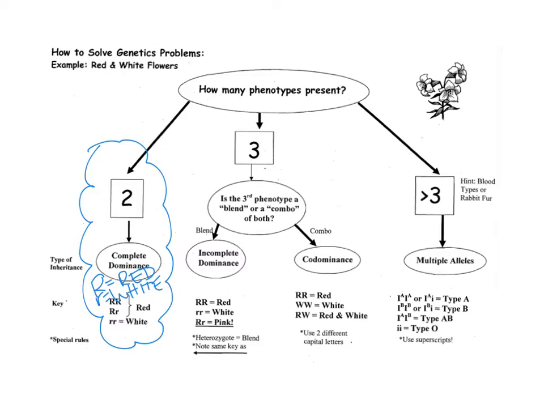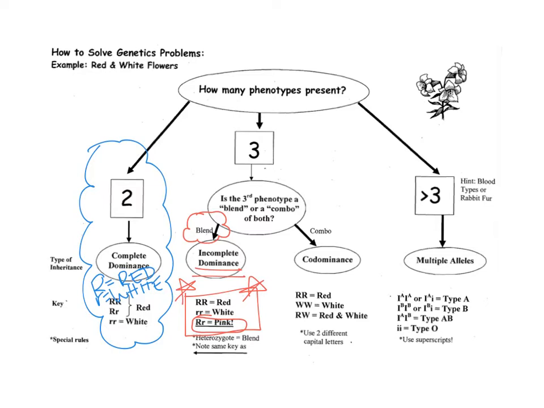So we're moving over here into the middle area of the flowchart. If the third phenotype is a blend of the dominant and recessive, this is a situation of incomplete dominance. Your key is going to have to look like this. You must list out all 3 phenotypes and all 3 genotypes, because now the dominant allele is incompletely dominant to the recessive. So the third phenotype is a blend, all right? So the heterozygote is going to show the blend.